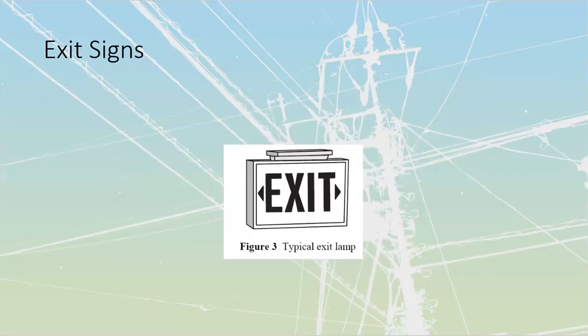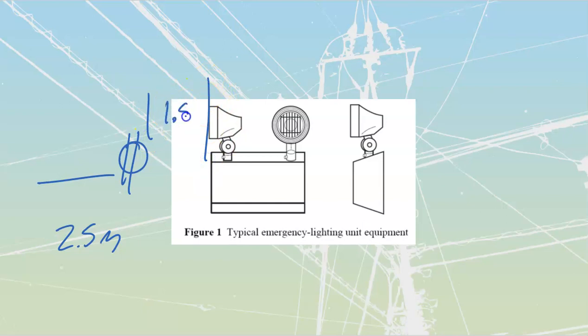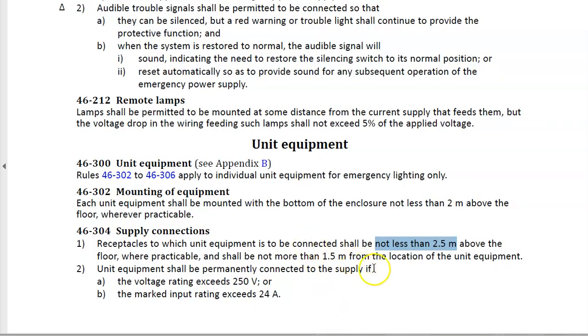Looking at something like this over here, that would mean if my receptacle is going to be over here, from here to the ground, 2.5 meters, and from here to the unit equipment, no more than 1.5 meters, just for that cord length itself. Usually we try to keep them about a foot away or something like that. Once you know where these things are, they're relatively easy to go in place.